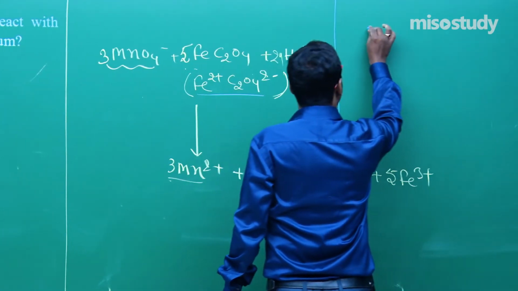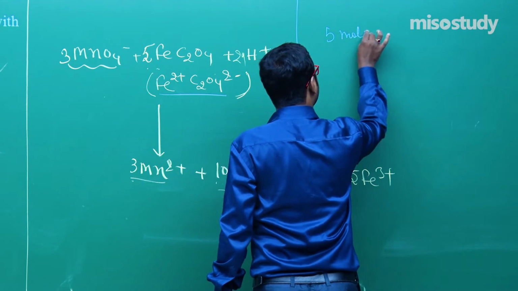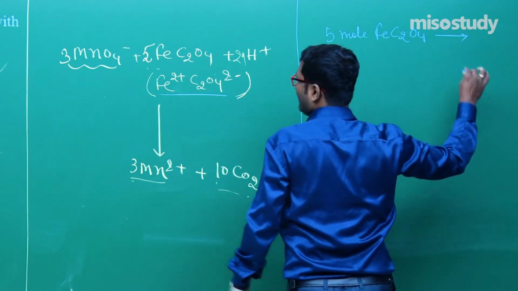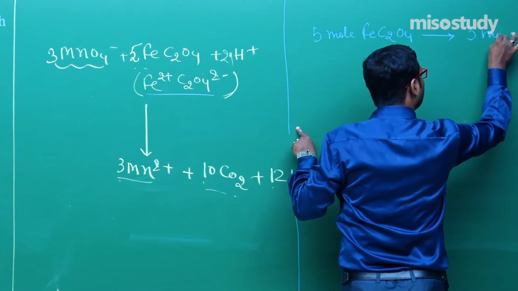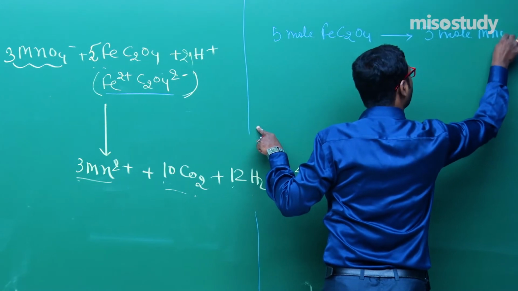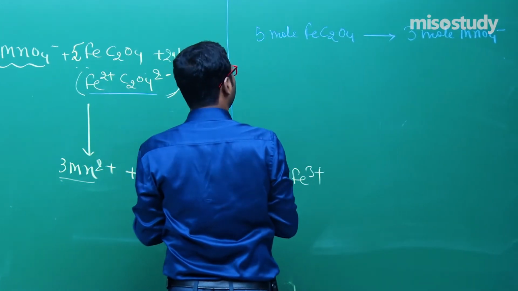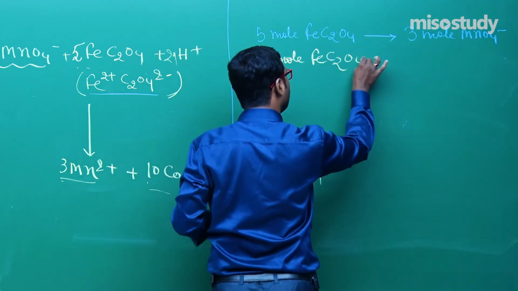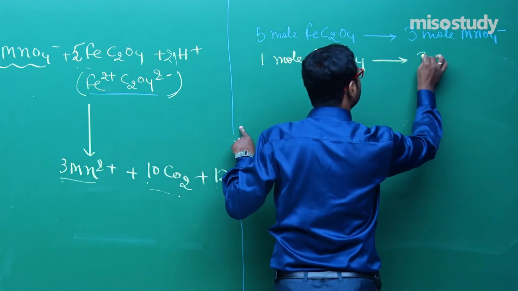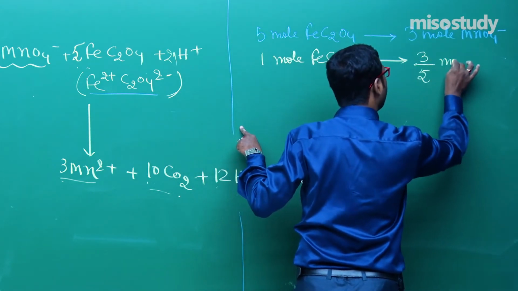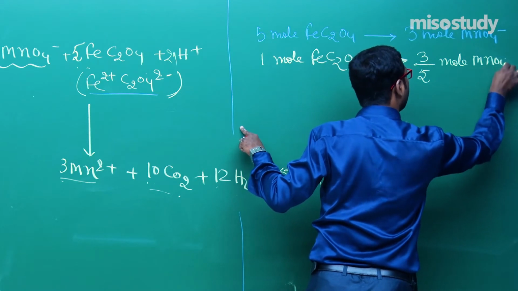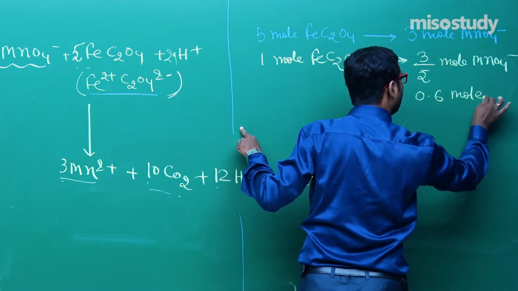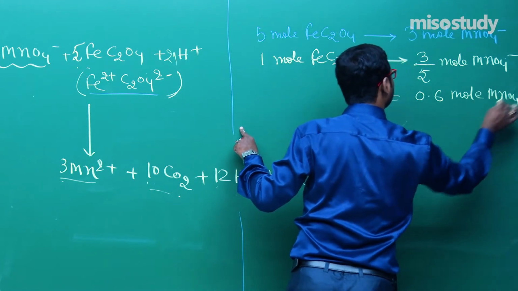So 5 mole FeC2O4 requires, what is given here? 3 mole of MnO4 minus. Then 1 mole required, 1 mole FeC2O4 required. Sir, it is very simple. That is 3 by 5 mole of MnO4 minus. That is 0.6 mole of MnO4 minus. Clear to you?